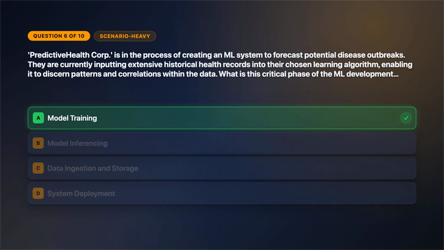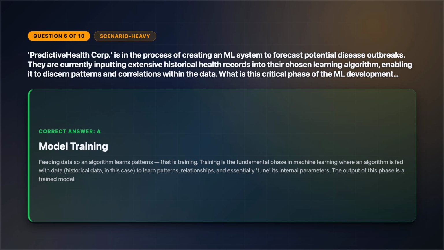The correct answer is option A. Feeding data so an algorithm learns patterns, that is training. Training is the fundamental phase in machine learning where an algorithm is fed with data, historical data in this case, to learn patterns, relationships, and essentially tune its internal parameters. The output of this phase is a trained model.